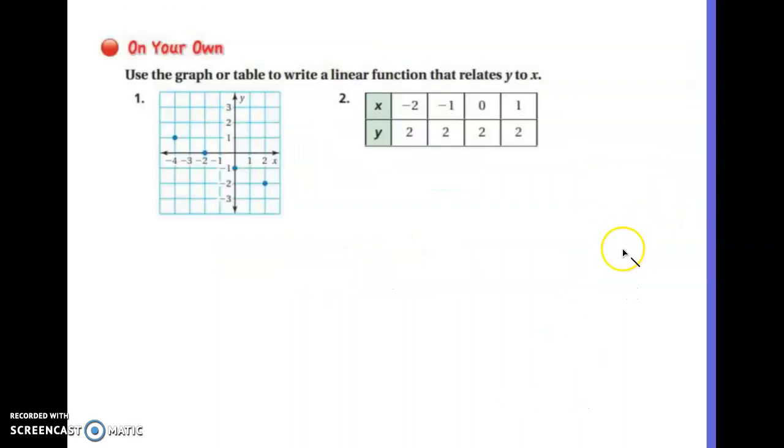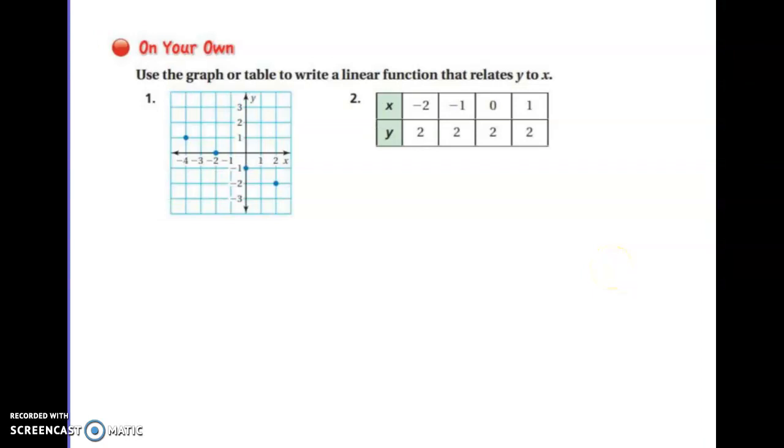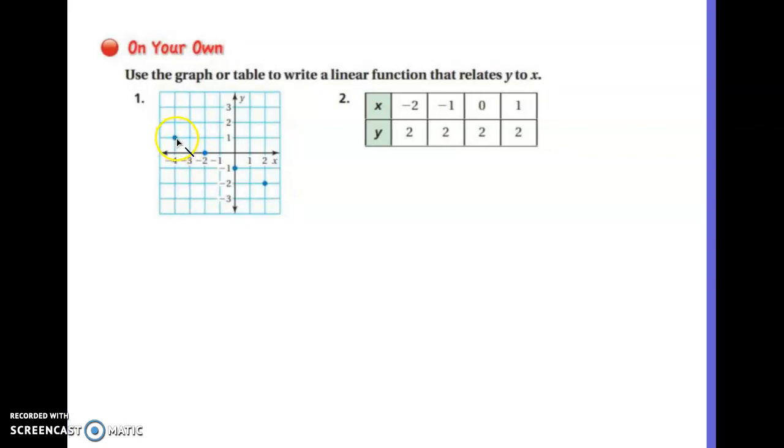On your own, go ahead and pause the video and try these out. Use the graph or table to write a linear function that relates y to x. So here, again, you just have your dots and you can connect them with a line if that helps you out.